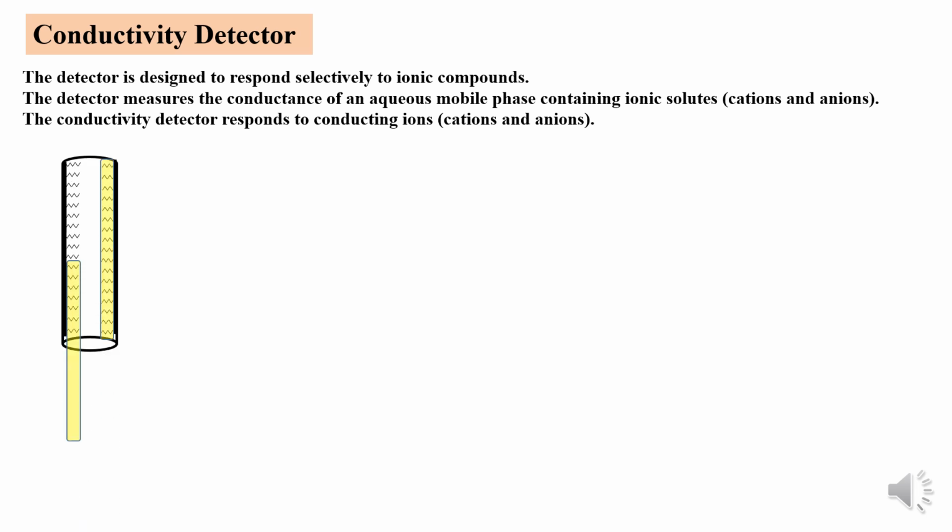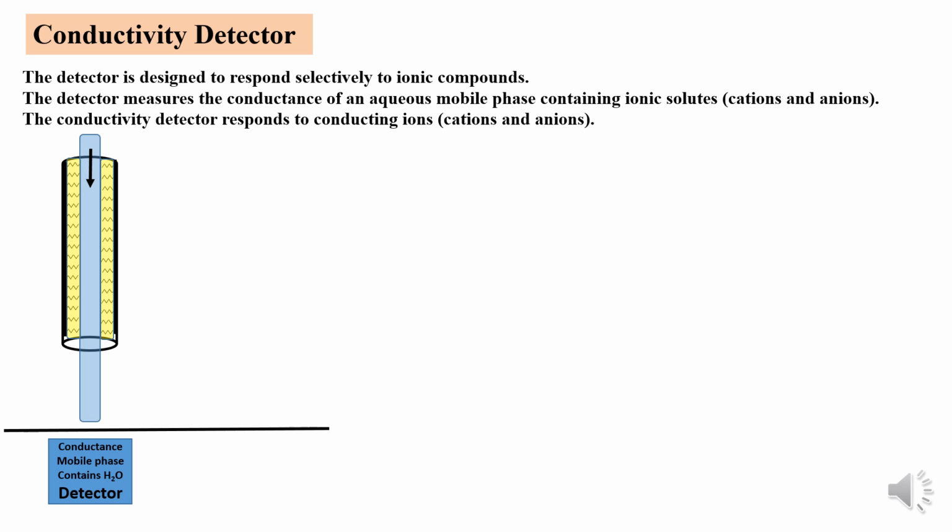So we are employing a non-polar stationary phase using a C18 column, and the separation is carried out by the reverse phase technique. Now in the reverse phase technique, the stationary phase is non-polar while the mobile phase is polar in nature. We are employing water as a mobile phase for the separation. The detector measures the conductance of the mobile phase containing water. So water is aqueous in nature, so we are using an aqueous mobile phase as water dissolves the ionic solutes.